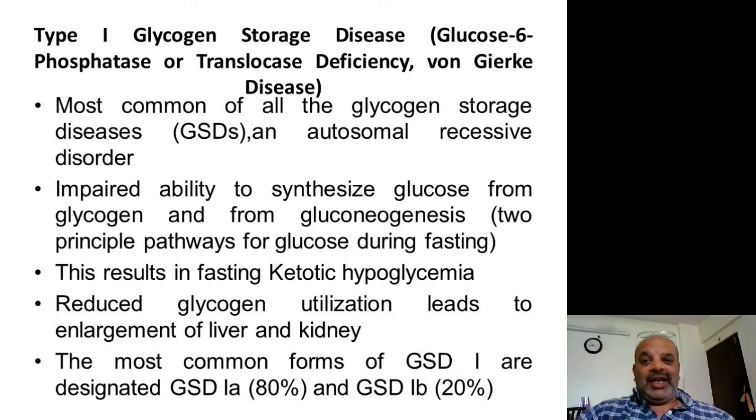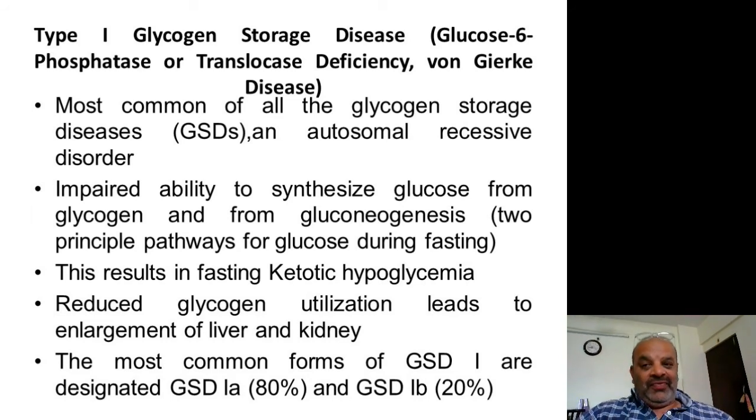But when you look at type 1, you will see that both of these processes, that is synthesis of glucose from glycogen or generating glucose from non-carbohydrate source, they both are getting affected. The outcome is fasting ketotic hypoglycemia. Keep this in mind, it is fasting ketotic hypoglycemia. What you are going to see is reduced glycogen utilization, and that's why you will also see enlargement of liver as well as kidney. The reason, you will have storage of glycogen in the liver, and that leads to hepatomegaly.